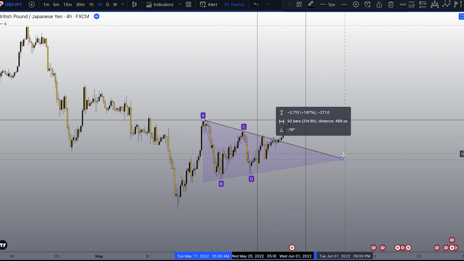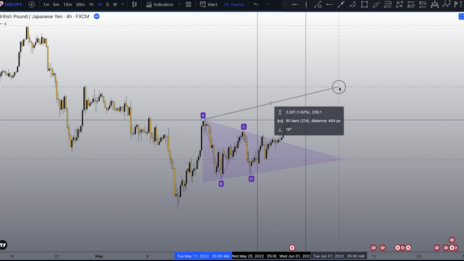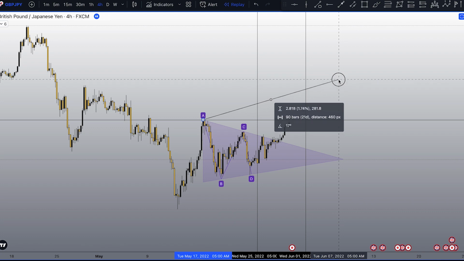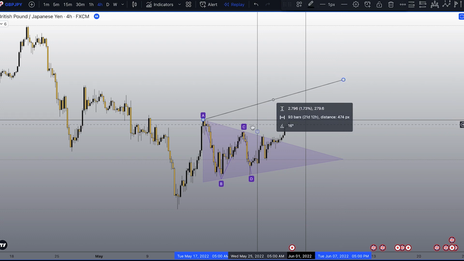16 degrees. So here's what you do. You take that line and you run it 16 degrees. That's it. If it's 16 degrees, it's 16 degrees. And there you are. So you have 16 degrees and it matches your downward trend line.